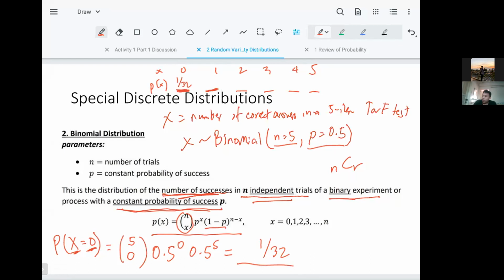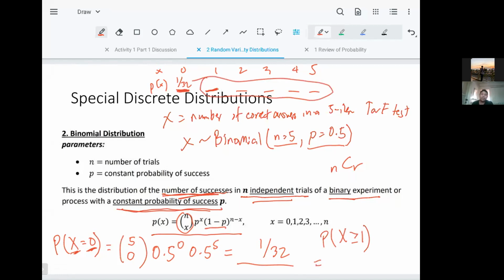Okay? So follow-up question, what if I want to get the probability that I'll get at least one correct answer? How do I write it? It's the probability that x is greater than or equal to 1, ganyan. And how do we solve for it? Kunin natin lahat ng mga blanks na yan at i-add ko.